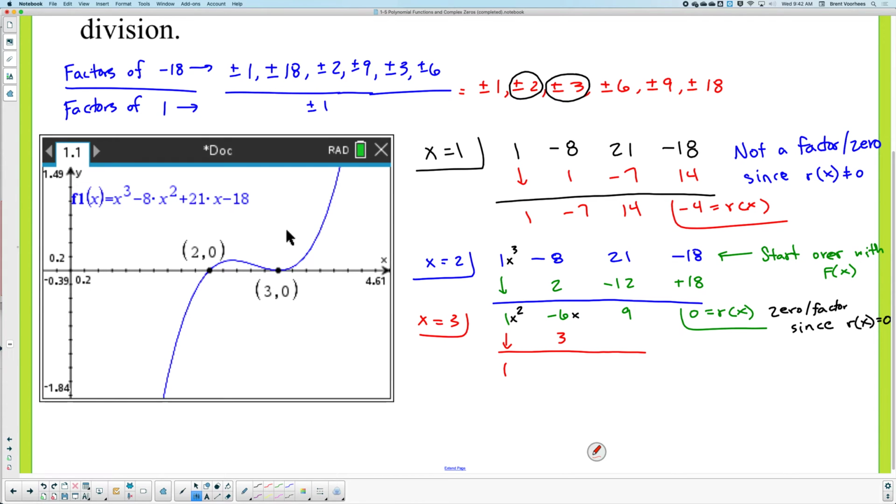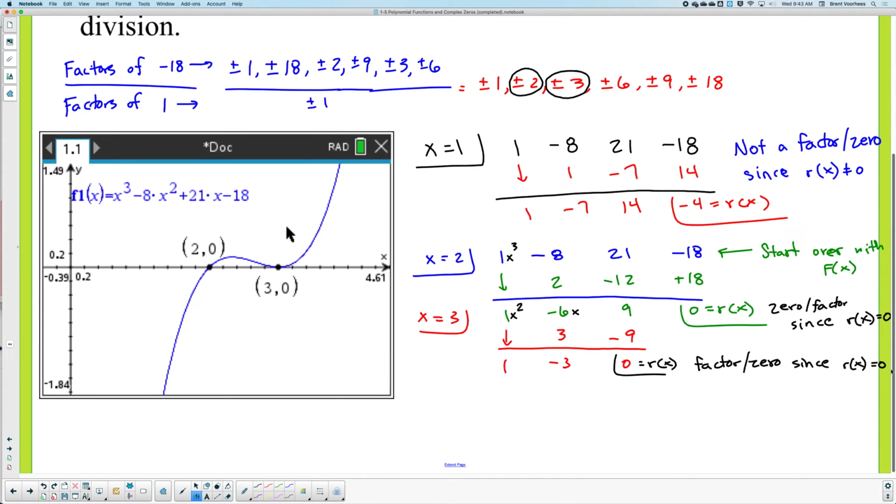What is 1 times 3? 3 and negative 6 plus 3? Negative 3. Negative 3 and negative 3 times negative 3 is negative 9. What do you get? 0. Is that good or bad? Good. That's good. This is a factor and a 0. Since the r of x equals 0.